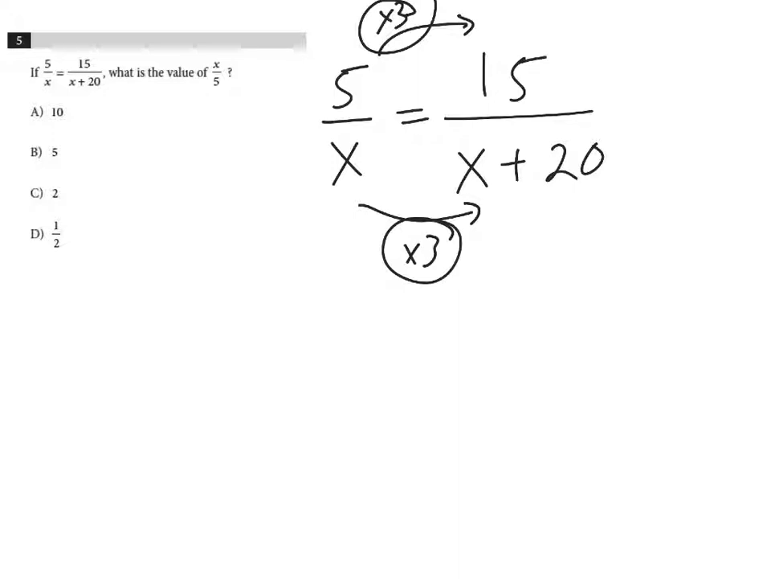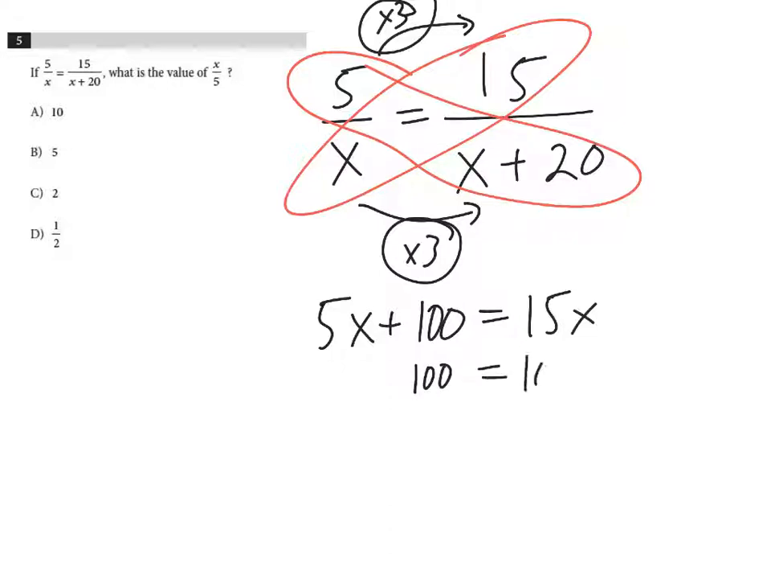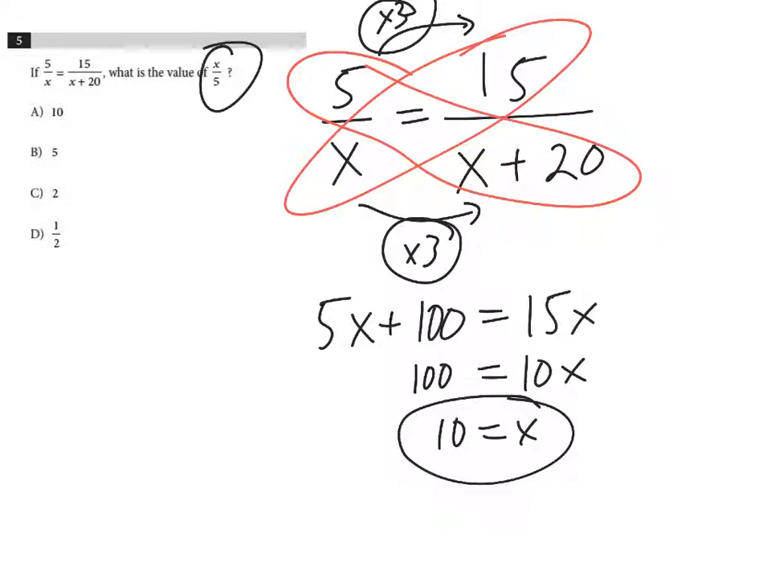The easiest method that I use to solve proportions is to cross multiply. So if I multiply on a diagonal here and here, we'll get 5x plus 100, and we'll get 15 times x. Okay, I'm going to subtract 5x from both sides and get 100 equals 10x, therefore x must be 10. Okay, and 10 over 5 is 10 divided by 5. That's going to be 2.